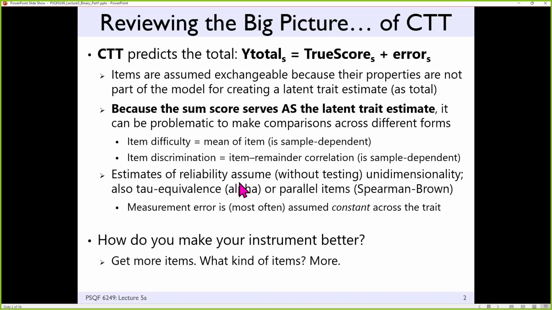So the point of the story though, each of these is one number, right? We would have a value for omega, a value for alpha, or a value for Spearman-Brown. That means that we are assuming that reliability holds across the trait. So how do I make my instrument better according to classical test theory? I need more items. More items will make my alpha higher. It will make my Spearman-Brown reliability higher. It will indirectly make omega higher. But what kind of items? Just more. More is better, because items aren't part of the story here.